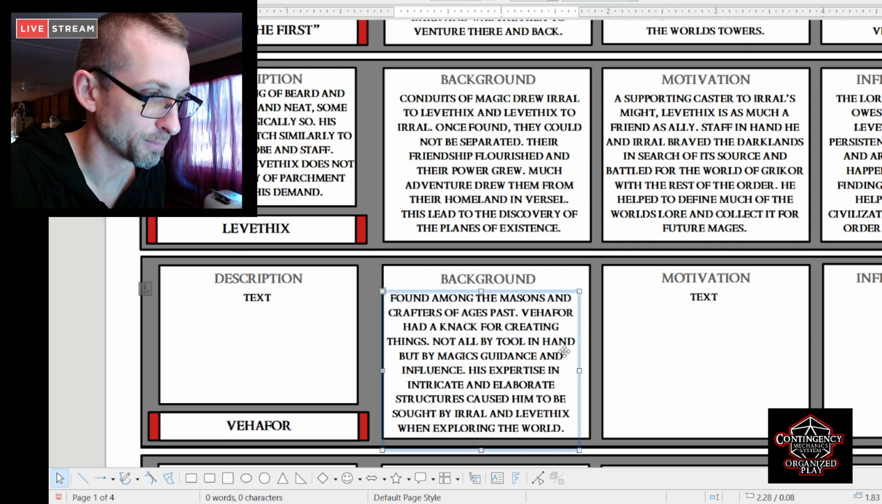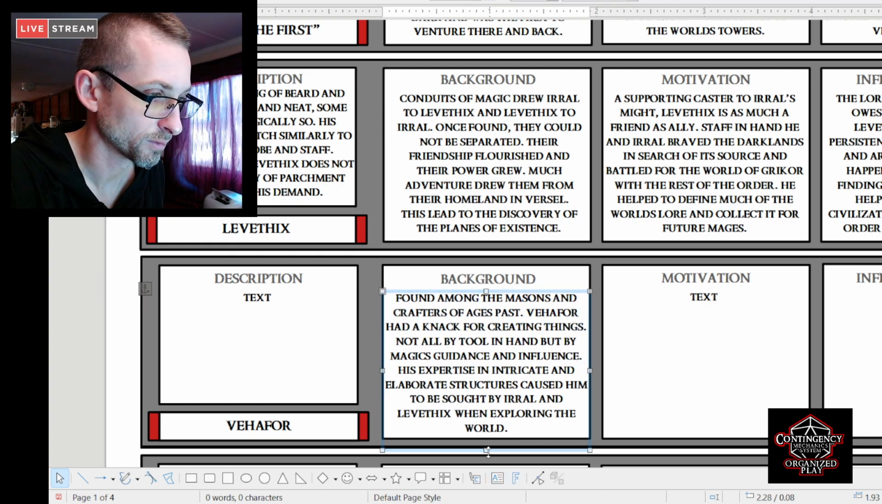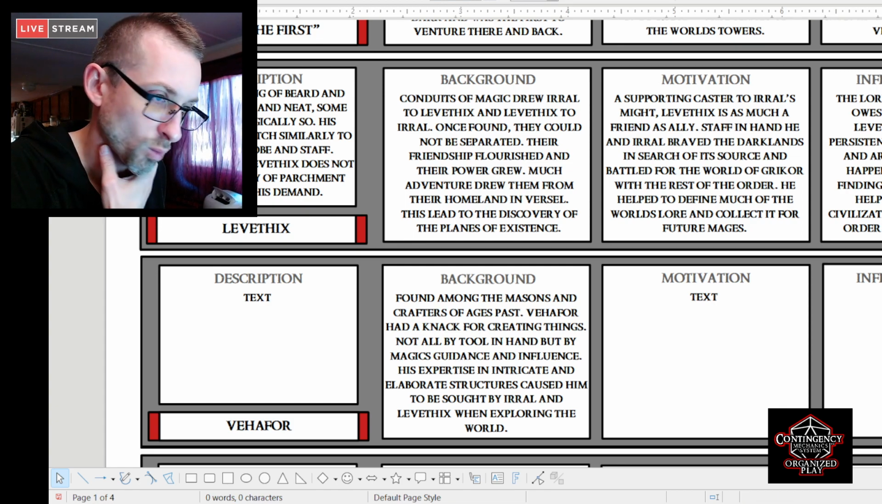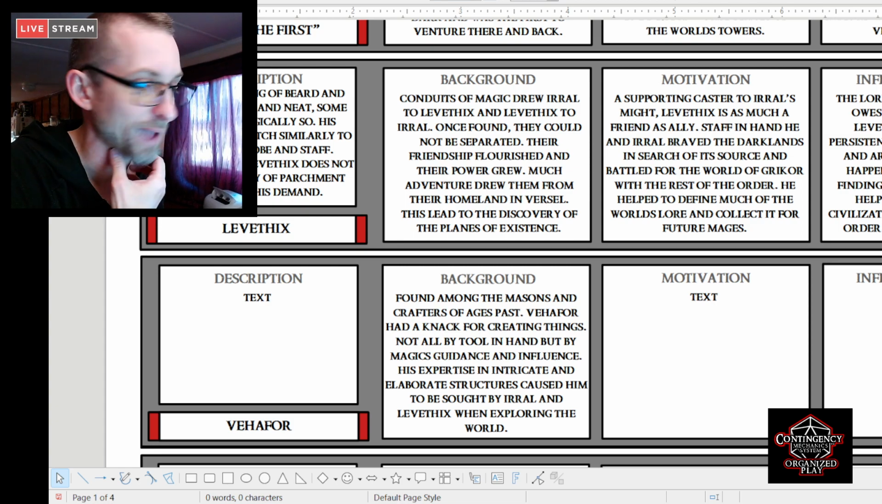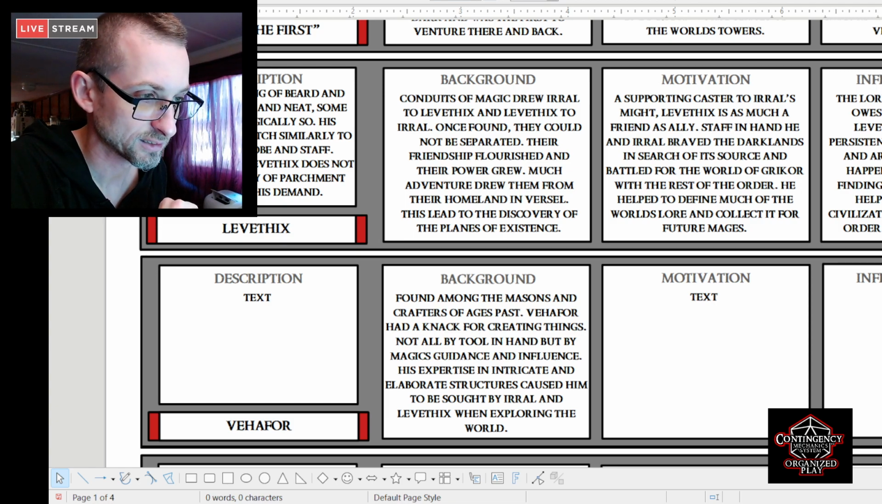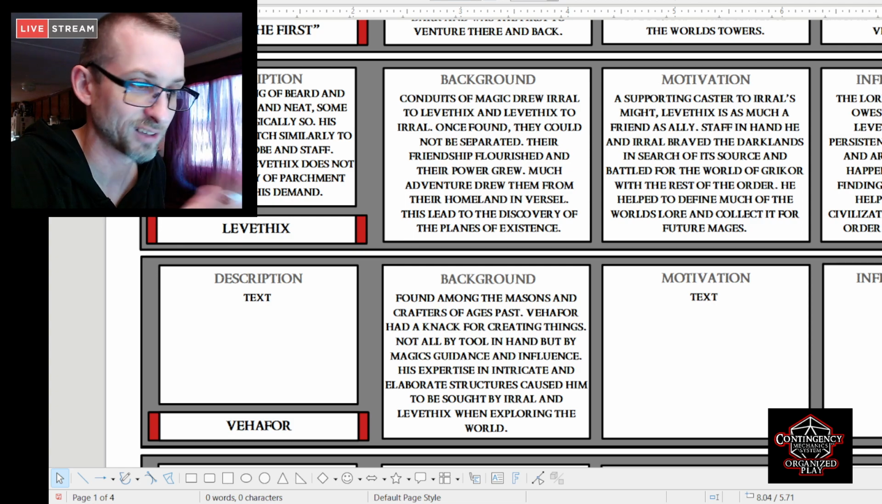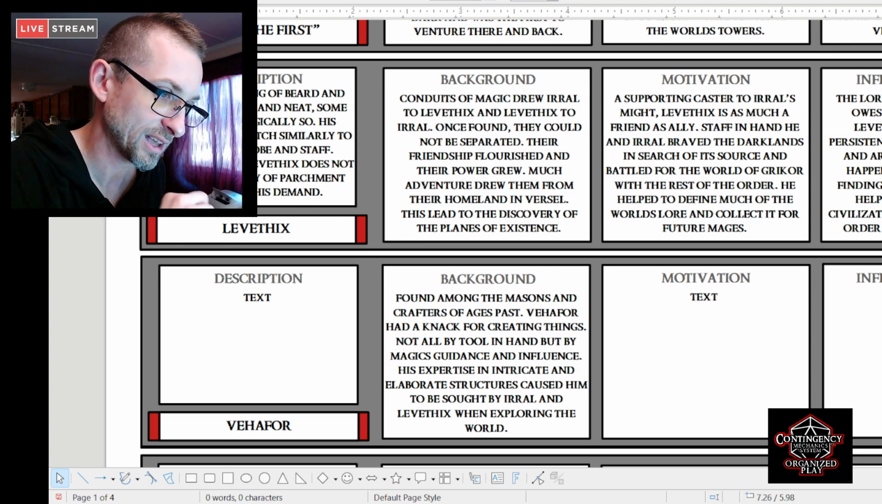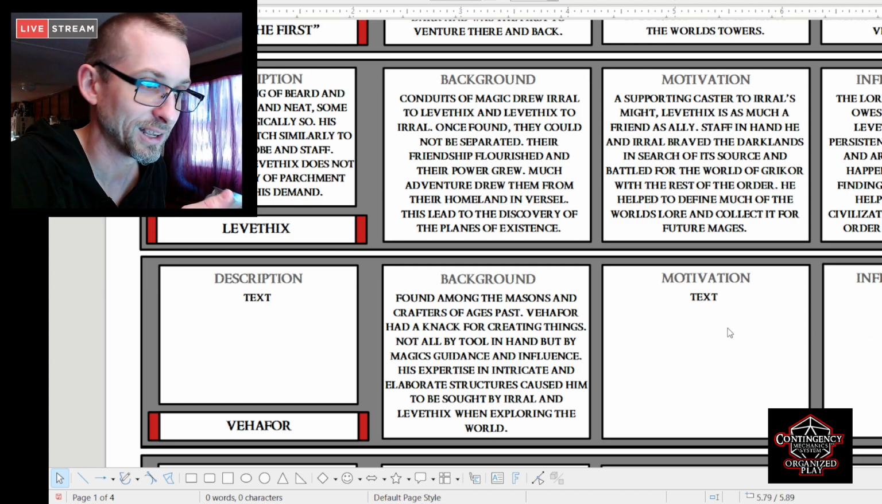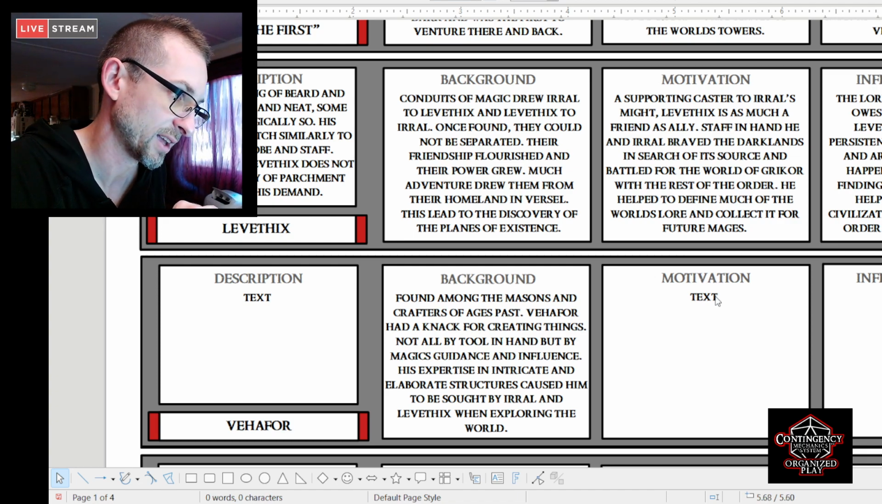So we have to give some layering in there that makes sense, right? Foundation. So, Vehafor, I said background-wise, found among the masons and crafters of ages past. Vehafor had a knack for creating things, not all by tool in hand, but by magic's guidance and influence. His expertise in intricate and elaborate structures caused him to be sought by Aral and Levithix when exploring the world. They found stuff that was not their area of expertise, and they sought Vehafor out and brought him there, thus finding that Vehafor also has magic and was wielding it.